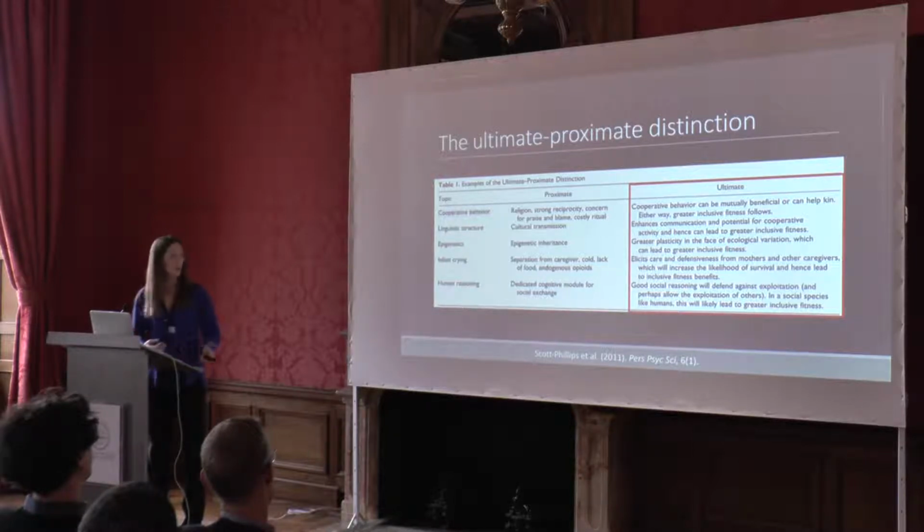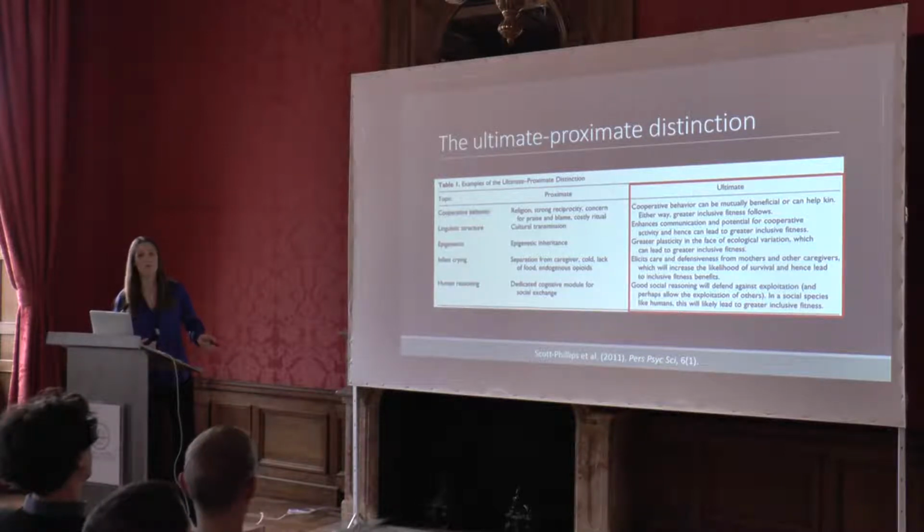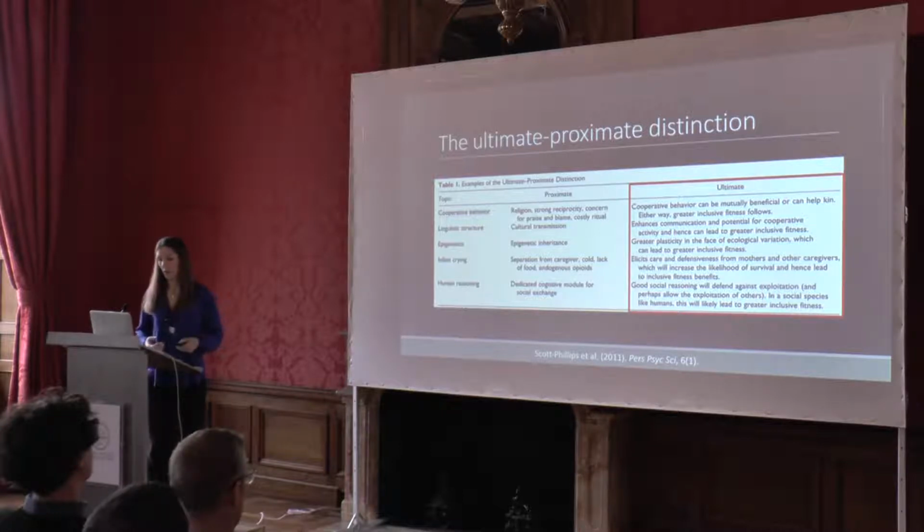However, there are lots of things that you might call proximate explanation. These might be about the neurological mechanisms involved. They might be about the decision-making and the learning processes involved. These are not ultimate explanations, but proximate. They're about how the behavior is delivered. So just to give a simple example, this table is from a paper by Scott-Phillips and colleagues, and it's excellent. I really recommend it.